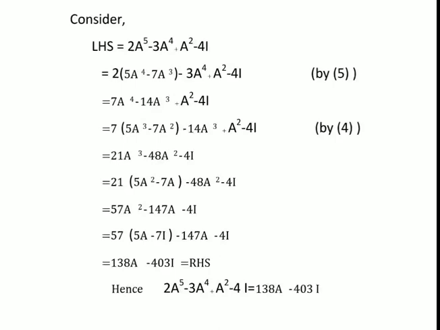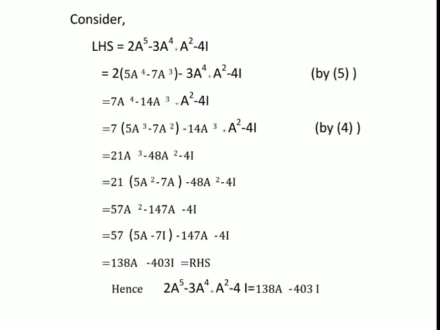This is 2 into bracket a^5. Substitute the value of a^5 from equation number 5, which is 5a^4 − 7a^3, and keep the remaining terms −3a^4 − a^2 − 4i as they are. Now open this bracket. After simplification you will get 10a^4 − 3a^4, which is 7a^4. Then 2 into 7 is −14a^3 as it is. Then the remaining terms −a^2 − 4i.